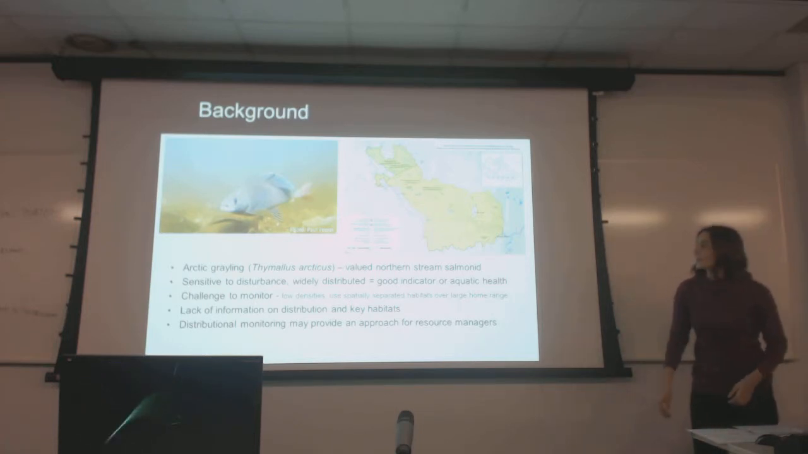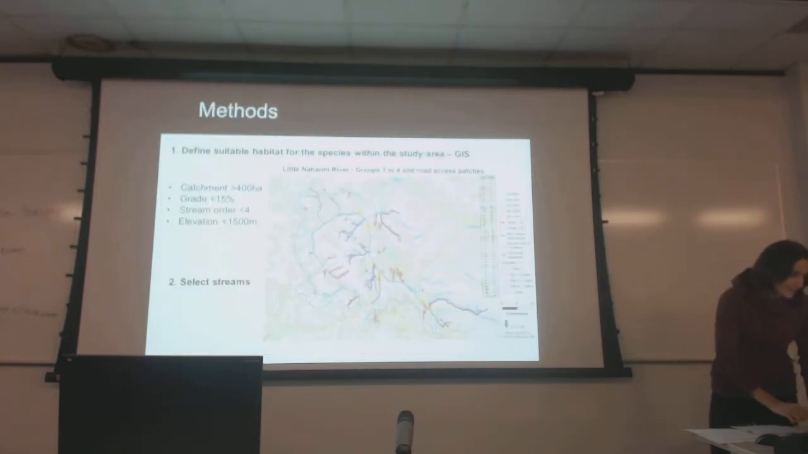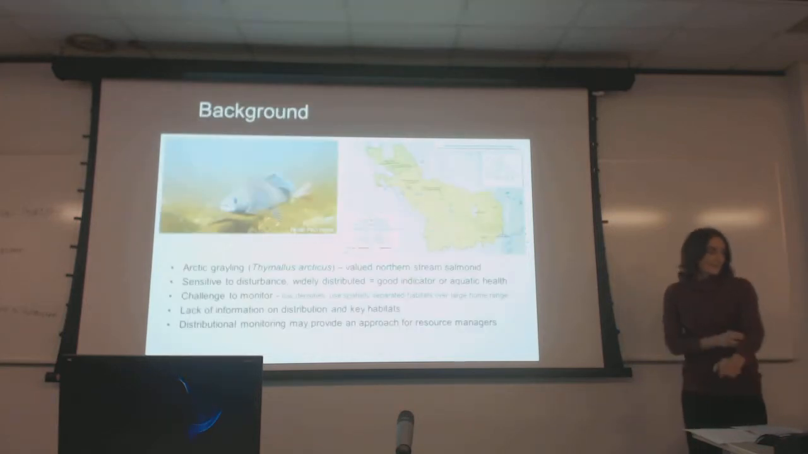So why do we care? Why are we studying Arctic grayling? The resource managers in the north have identified the assessment and monitoring of stream salmonids as a priority to understand their vulnerability to climate change. There's increasing development pressures in the north. So we need to know where they are, how they're doing, what are the trends in order to assess what the impacts may be. But there's a lack of information out there in the north, as was previously said, on where we find species.